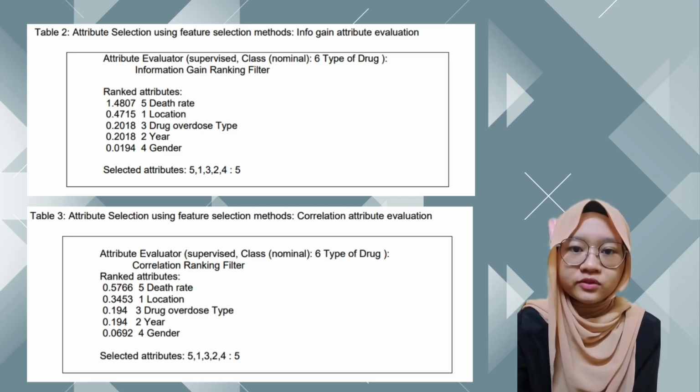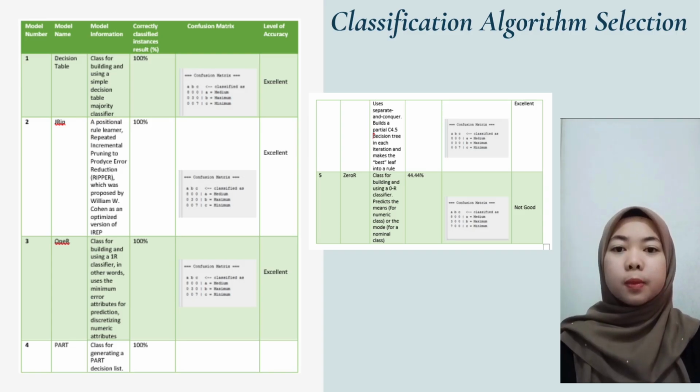Attribute selection was made in 2 ways, which are info-gain attribute and correlation attribute evaluations. From the results, we can conclude that the 3 most influential attributes are attribute 5, death rate, 1, locations, and 3, drug overdose. Death rate is the most influential data to analyze the overall drug overdose data to consider for the decision-making process. Also, both info-gain and correlation give the same result, which indicates death rate is really important. So now I will continue with the explanation of classification algorithm selection.